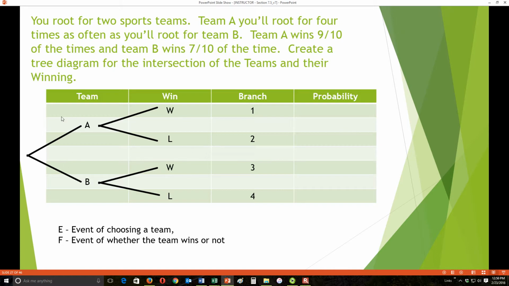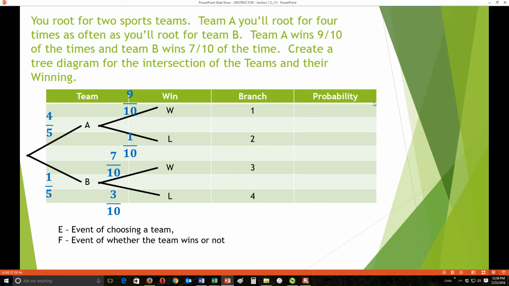So we need the probability of rooting for Team A. Well, it says you root for Team A 4 times as often as you root for Team B. So for every 1 time you root for Team B, you root 4 times for Team A. So 4/5 of the time you'll root for Team A, whereas only 1/5 of the time you'll root for Team B. Now Team A wins 9/10 of the time, which means they lose 1/10 of the time. Similarly, Team B wins 7/10 of the time, which means they'll lose 3/10 of the time.